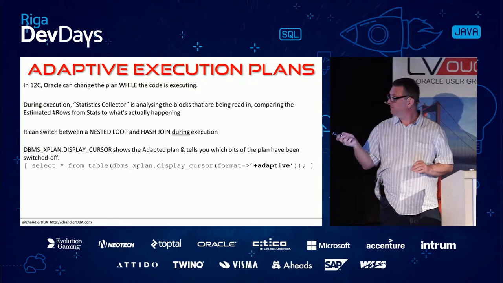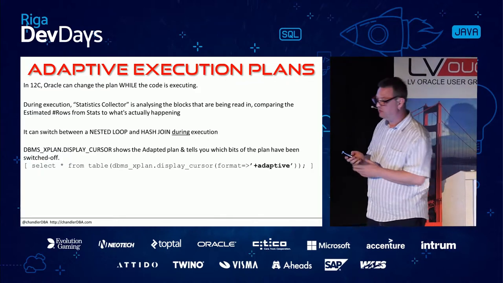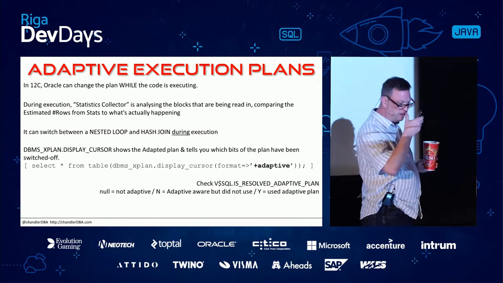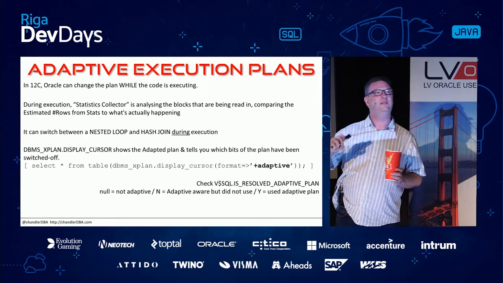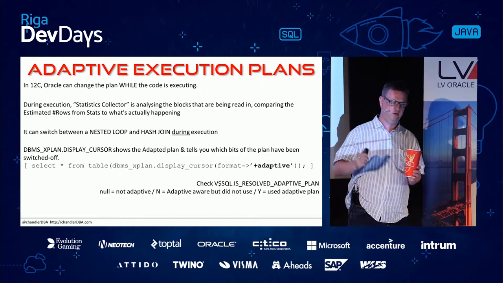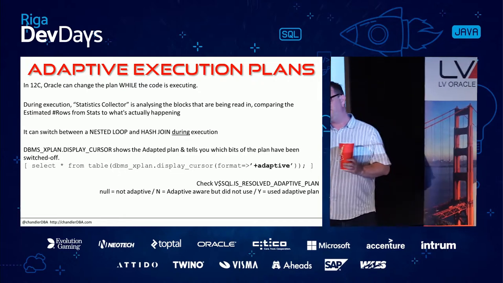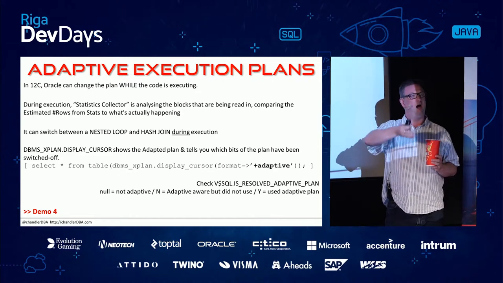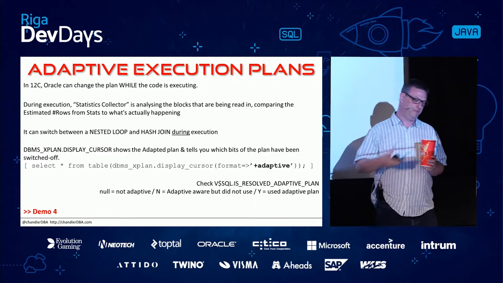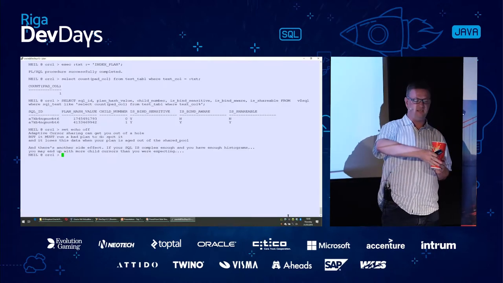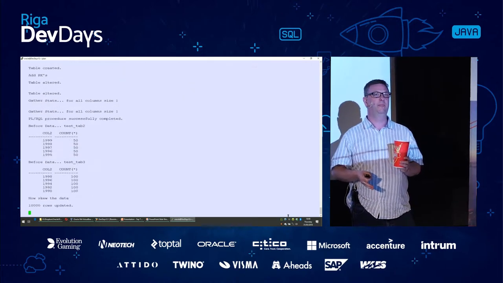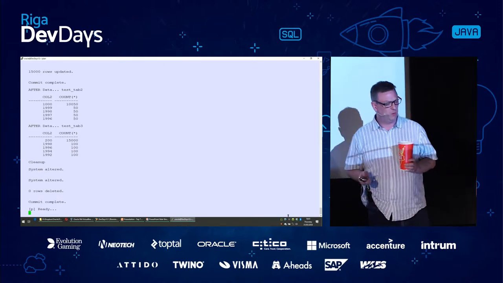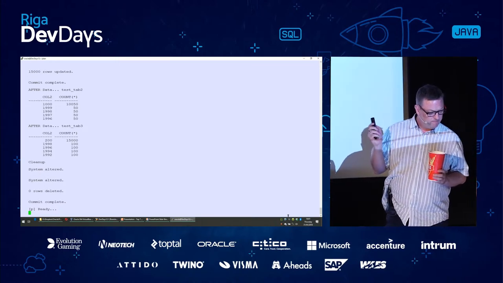Now, we've talked about adaptive statistics on this diagram that I stole from the Oracle manuals. But in 12, we also got adaptive plans. And in 12, Oracle can change the plan whilst the SQL is actually executing. There's a part of the optimizer called the statistics collector, which I said before, is analyzing the blocks that are being read in and comparing our estimated to our actual number of rows to see what's really happening. And it can switch your execution plan between a nested loop and a hash join during execution. If you're using parallel query, you can also switch between a hash and broadcast distribution, but let's not worry about that. It's far too complex.